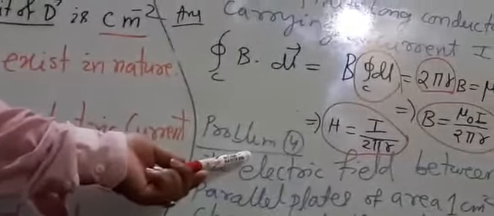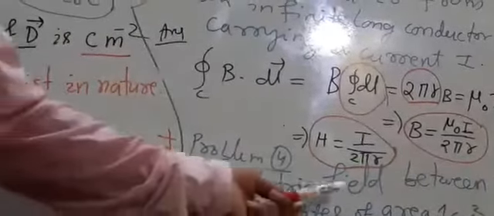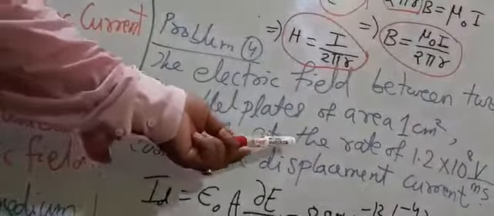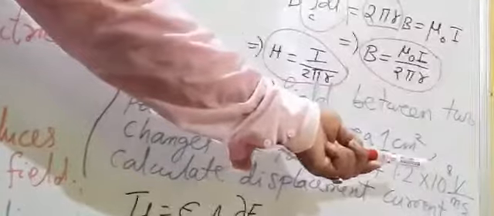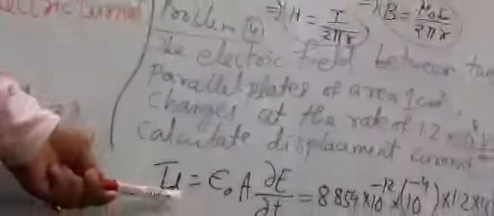Then come to problem 4. It is based upon displacement current. The electric field between two parallel plates of area 1 centimeter square changes at the rate of 1.2 times 10 to the 8 volt per meter per second. Calculate the displacement current. So as per the formula of displacement current, I_D is equal to epsilon A dE by dt.